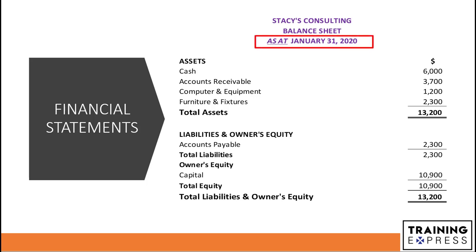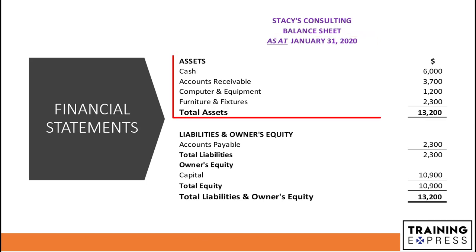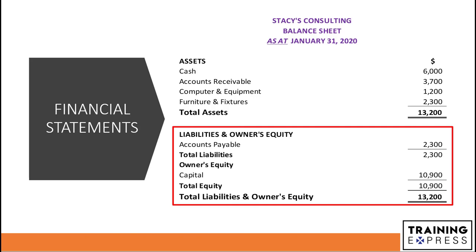Balance sheet is always prepared at a specific time. So we will prepare the balance sheet as at January 31, 2020. You can see we have listed our assets in the same sequence as we listed them in our trial balance. Cash, accounts receivable, computer and equipment, furniture and fixtures. Total assets $13,200. Now we look at the other side of the balance sheet equation.